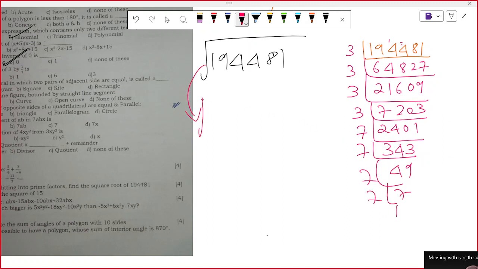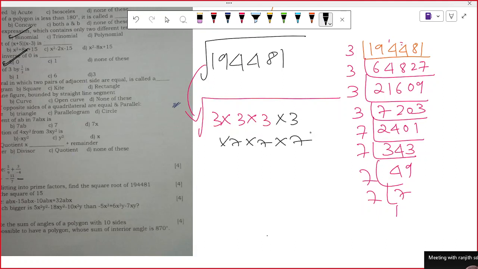Well, look here, student. Keep this square root as it is. Write all the values inside. 3 into 3. Fill everything. Okay, I'll just pair this. 3 into 3 into 3 into 7 into 7 into 7. Right? So how do you pair this for square root? Then we get 3 into 3 into 7 into 7, sir.